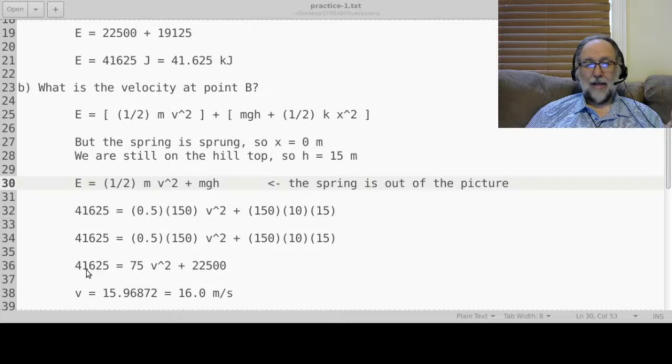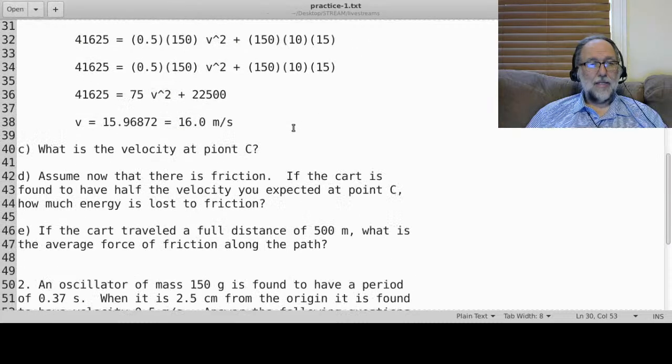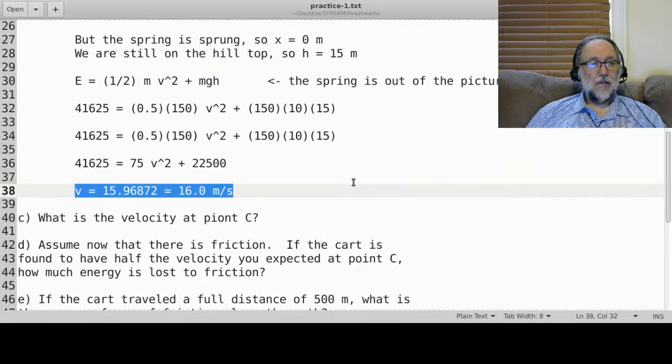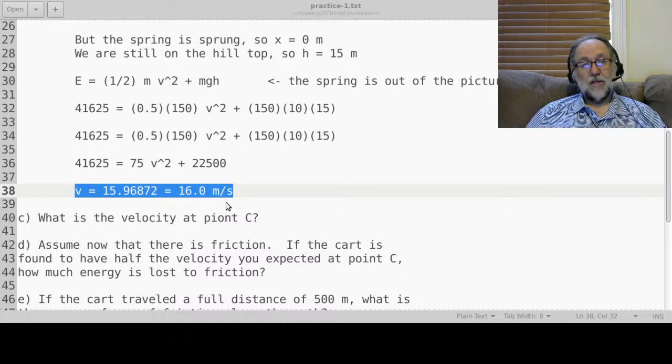And so just simplifying that, that gives you 41,625 is equal to 75 v squared plus 22,500. Then just subtract 22,500 from both sides, divide by 75, take the square root, and you get the velocity. I put all the digits there, but that's too many. You wouldn't see all of those on a test. I round off to 3 significant figures for the course, but I've got 15.96872, which rounds off to 16 meters per second.